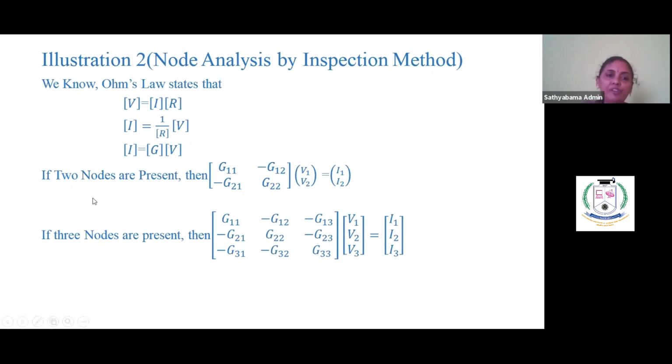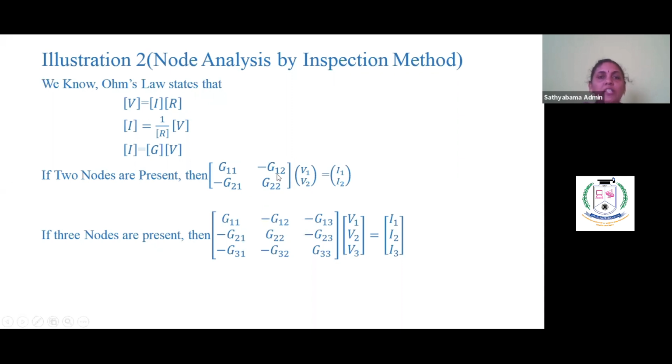Now, if 2 nodes are present, then G11, minus G12, minus G21, G22. Now I am telling G11, G12, what does this suffix mean? If it is going to be a 2-node problem, then G11 means the total conductance connected at node 1.